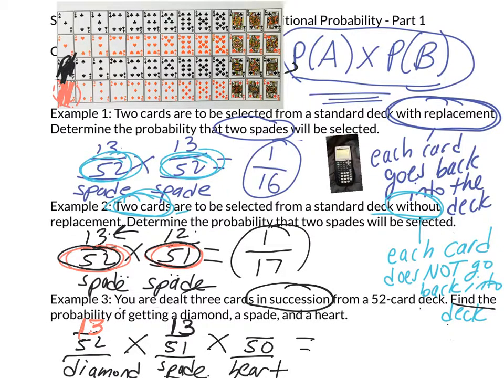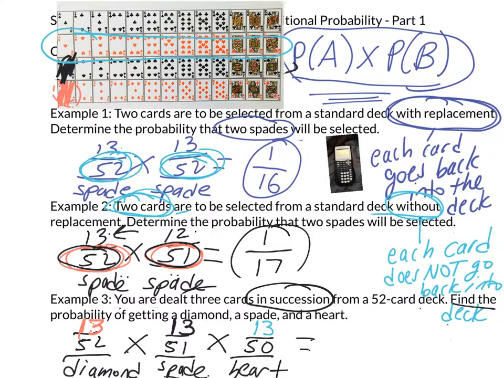So before my hand goes in to draw card number 3, 2 cards are gone. Ace of spades, ace of diamonds. So I am down to 50 total cards. However, I want something different now. The categories keep changing, which is why the numerators are not going down. And I now want a heart. There are 13 hearts still sitting in front of me because I just grabbed a diamond and a spade as my previous cards. So there are still 13 hearts.